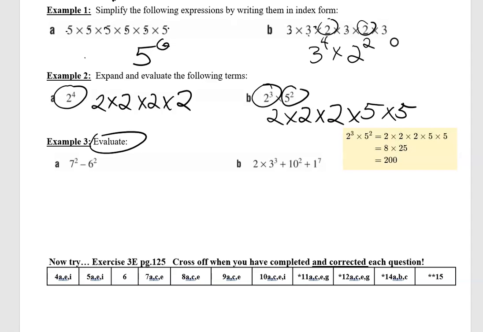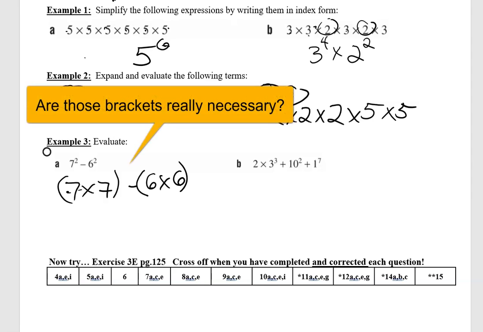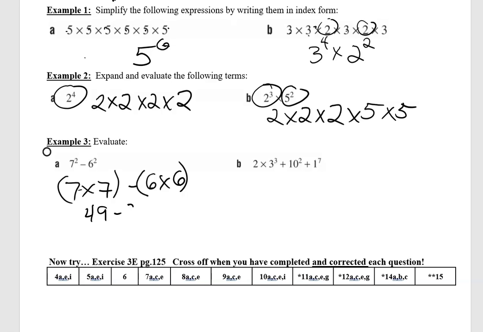Now evaluating, we're going to have to work this out. So if we have powers, we have subtraction, we have powers, what are we going to do first? Clearly, we're going to do the powers. So we're going to do 7 times 7 minus 6 times 6. Sorry, 7 times 7 is clearly 49, minus 36. And that will give us, let's see, 13. If I add 13 to 36, am I going to get 49? Sure I am. Terrific.